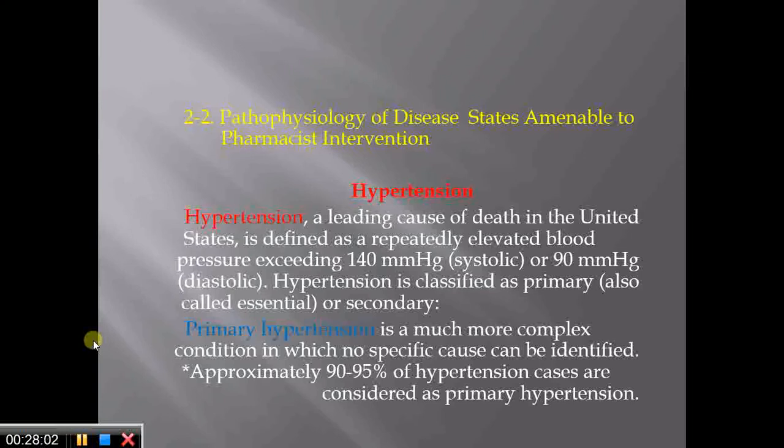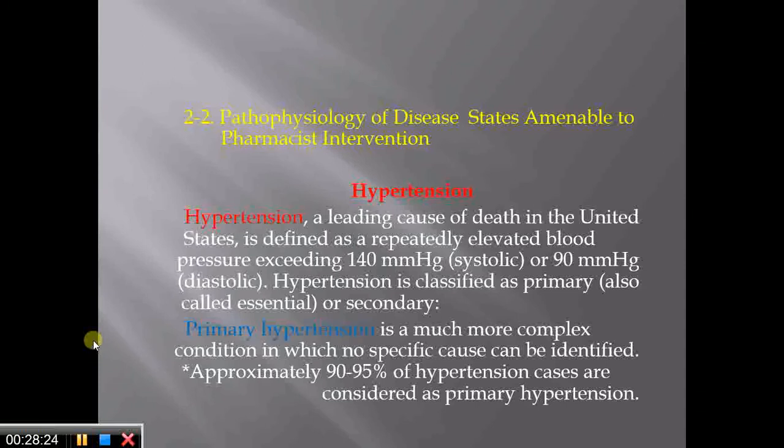Hypertension. Hypertension, a leading cause of death in the United States, is defined as a repeatedly elevated blood pressure exceeding 140 mmHg, systolic, or 90 mmHg, diastolic. Hypertension is classified as primary, also called essential, or secondary.